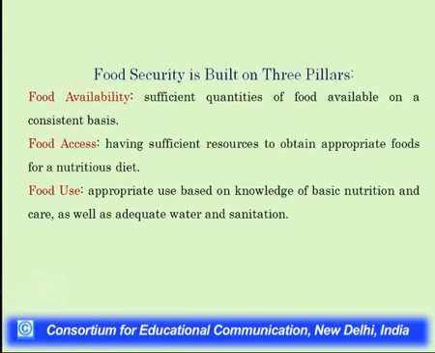Food availability means sufficient quantities of food available on a consistent basis, means regular supply of food to each and every section of the society under food security. That's why in India the Food Security Act is passed.